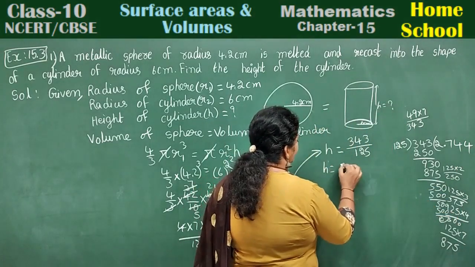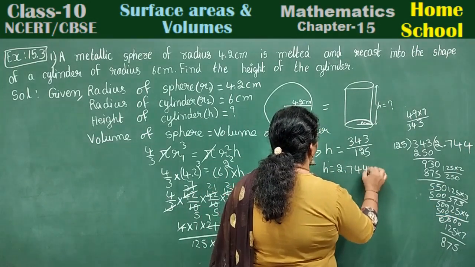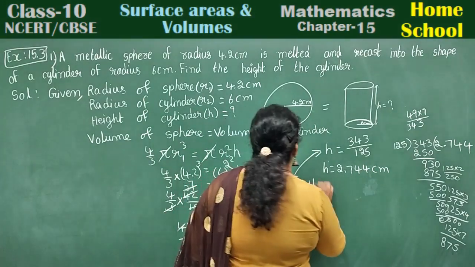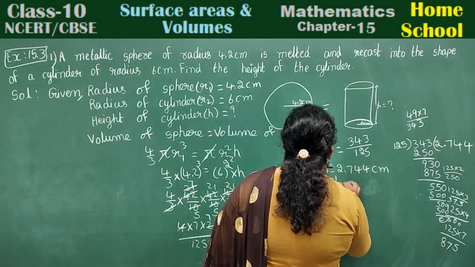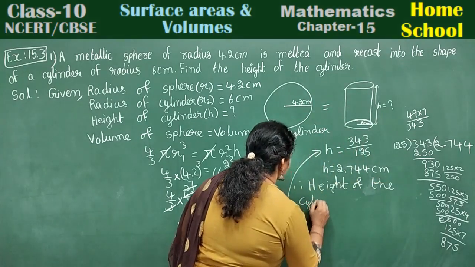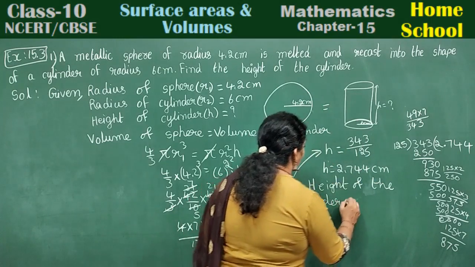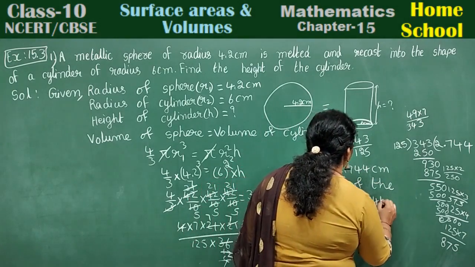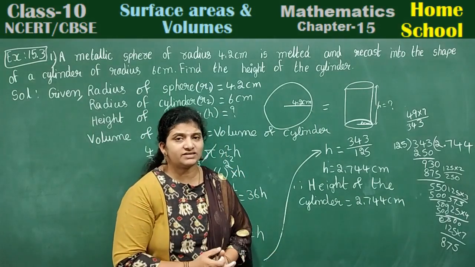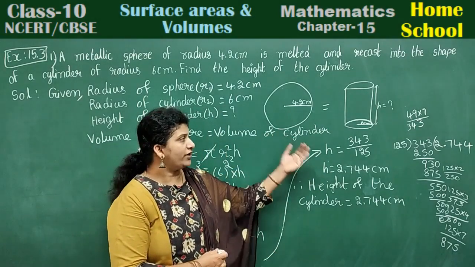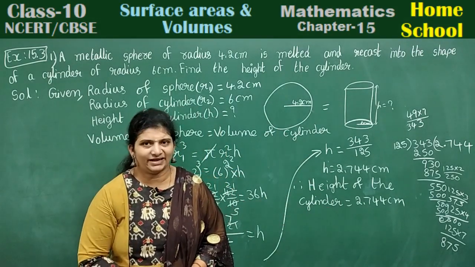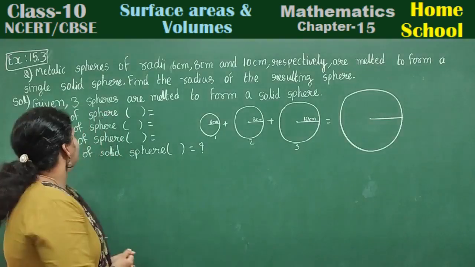Therefore, height of the cylinder is equal to 2.744 centimeters. When a sphere is melted and recasted into the cylinder of radius 6 centimeters, then its height is 2.744 centimeters. Let's see the second problem.